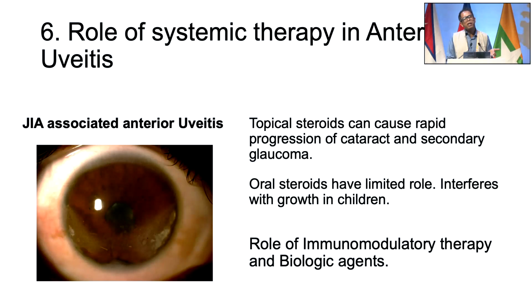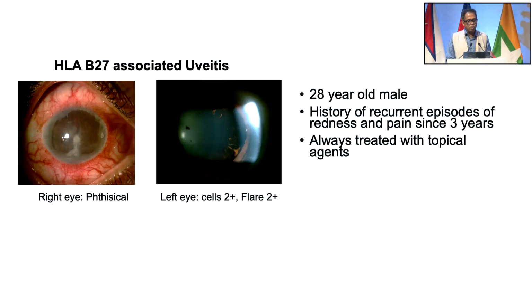You need to understand that when you are dealing with a case of anterior uveitis in children, topical steroid is not the answer. You can't treat a pediatric uveitis with only topical steroid. You need to start immunosuppressives and so on.